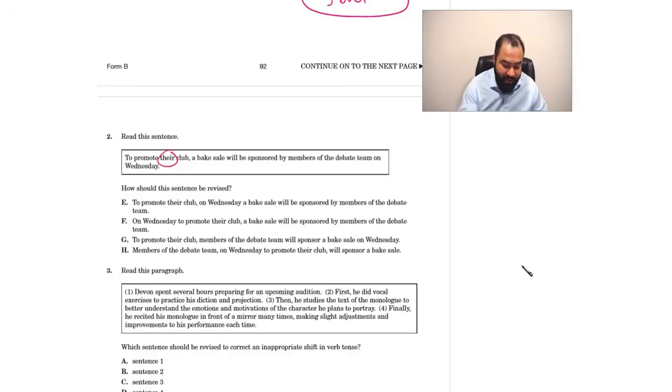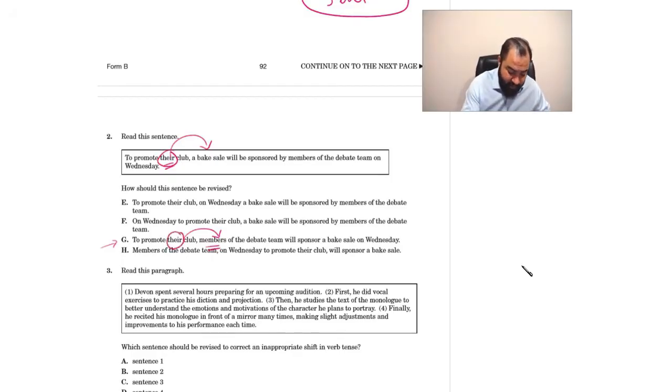To promote their club, a bake sale? Is the bake sale the people? No. So when you talk about promote their club, you're talking about these people are the members. Like if you look at letter G, it says to promote their club, members of the debate team. Okay, so we know that when you said their, you referred to the members. So whatever you explain, right, the modifier has to be right next to the noun you modify. It means whatever you're explaining, it has to be right next to it. So to promote their club, you're talking about the members. So the members have to be right next to their club.